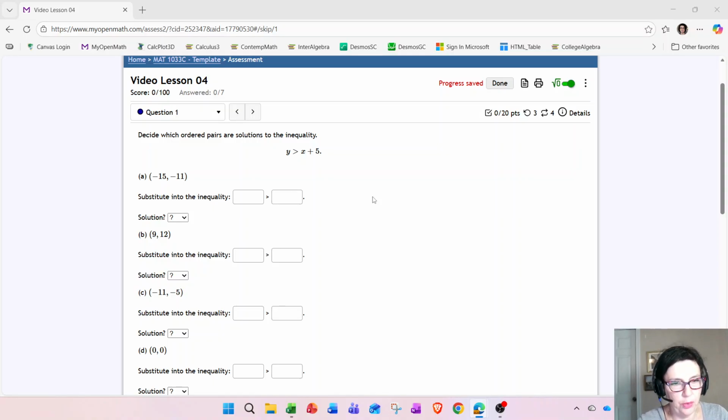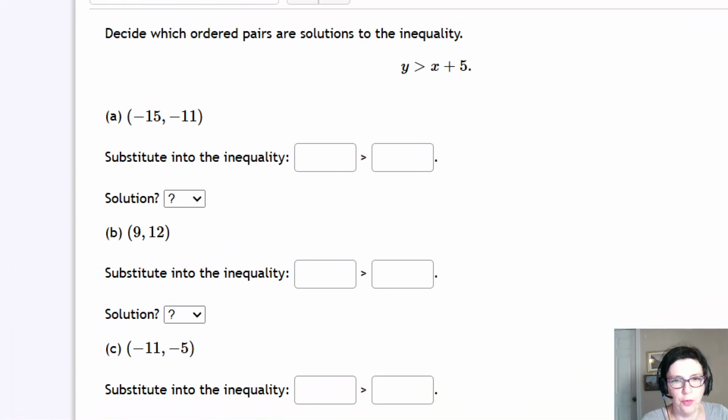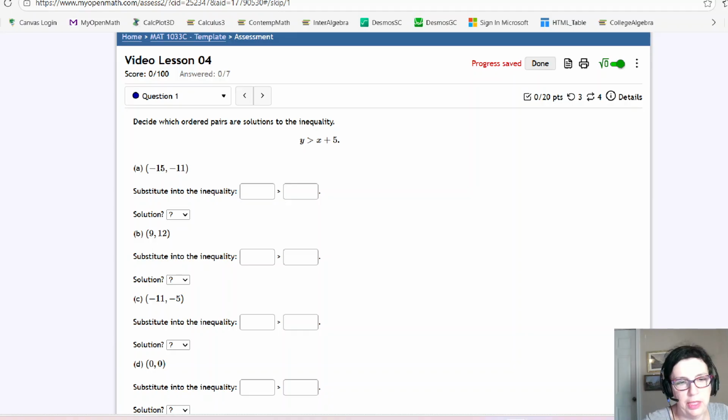All right, so how do we know that for a specific pair of points? So here we've got negative 15, negative 11. The negative 15 is your x and negative 11 is your y. So let's substitute that into the inequality. For y, you're going to substitute negative 11, right? And for x, you're going to substitute negative 15, but then you have to add a 5 to that. So that's going to give you negative 10.